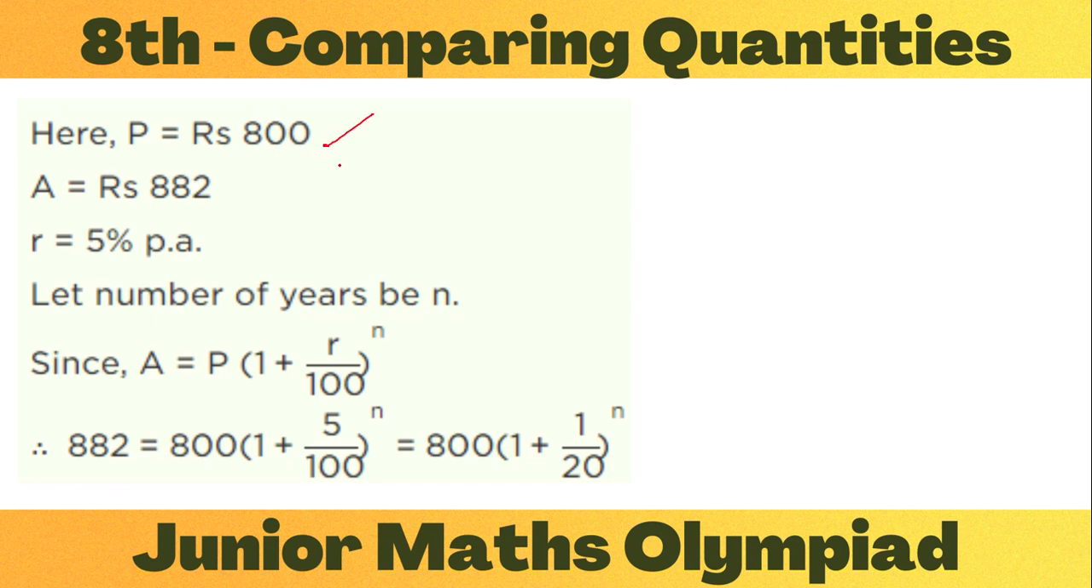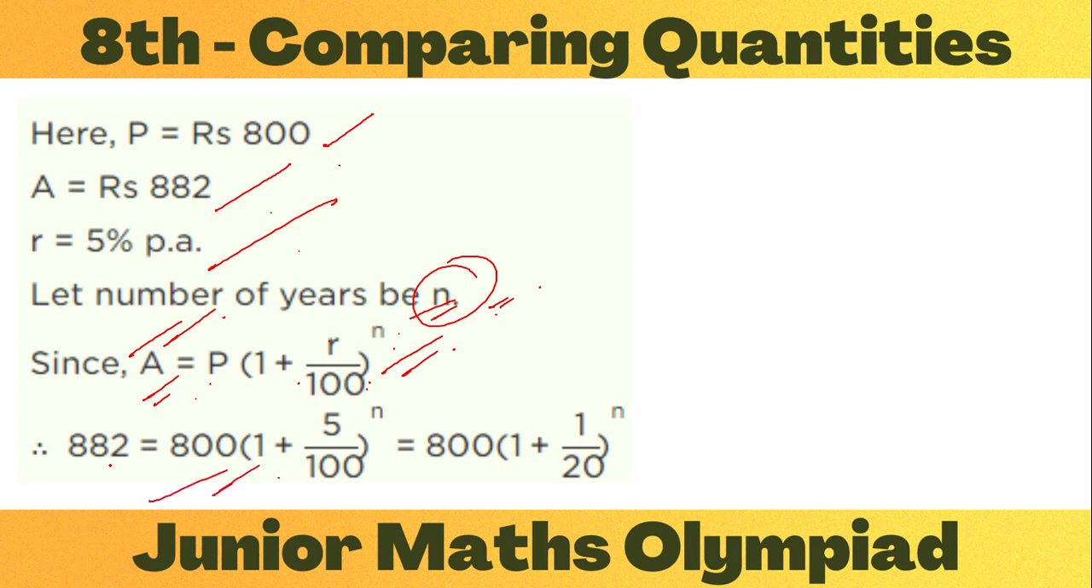Principal is 800, children. Amount is 882. Rate of interest is 5%. Let the number of years be n. This we have to find out. Then as per the compound interest formula, P into 1 plus r by 100 whole power n. This is the formula. Let's substitute values. We will get 882 equals 800 into 1 plus 5 by 100 whole power n. 5 twenties are 100. 1 plus 1 by 20 whole power n.